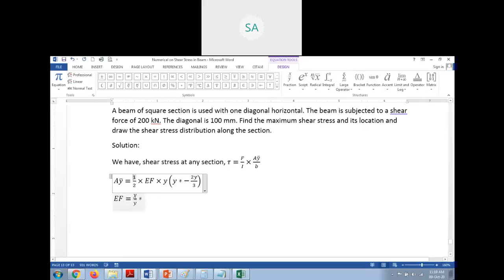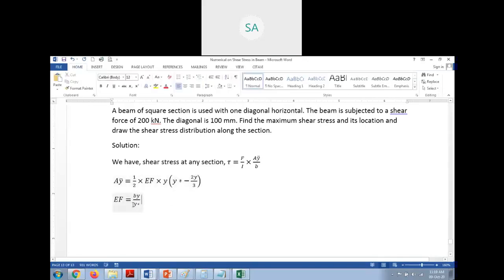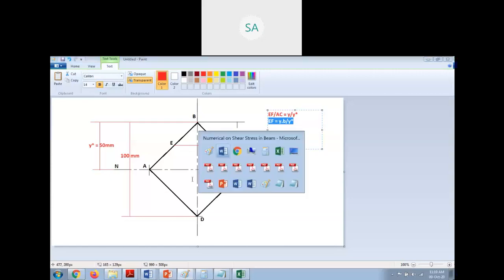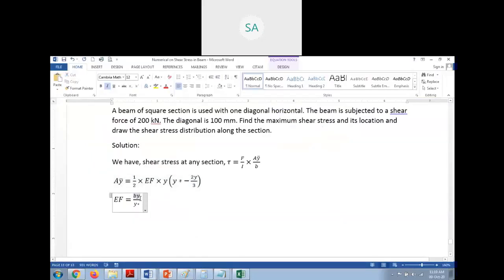By Y star bar. Okay, so this is the value of EF, right? Now B is actually 2 times Y star, correct? This is Y star, this is B, and this is also B. So I'll just substitute that value here.